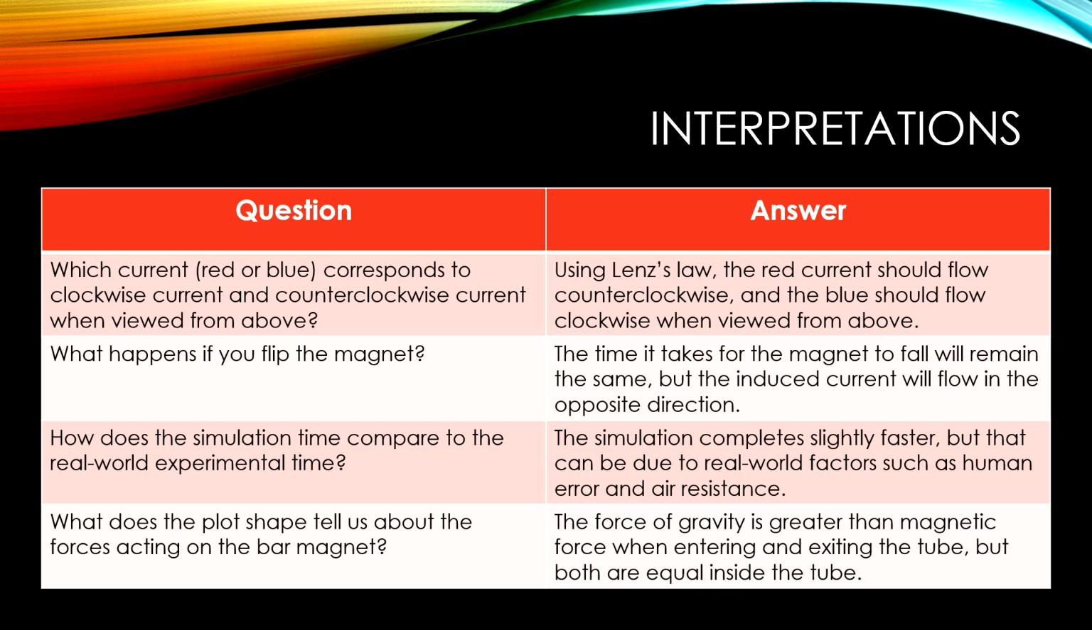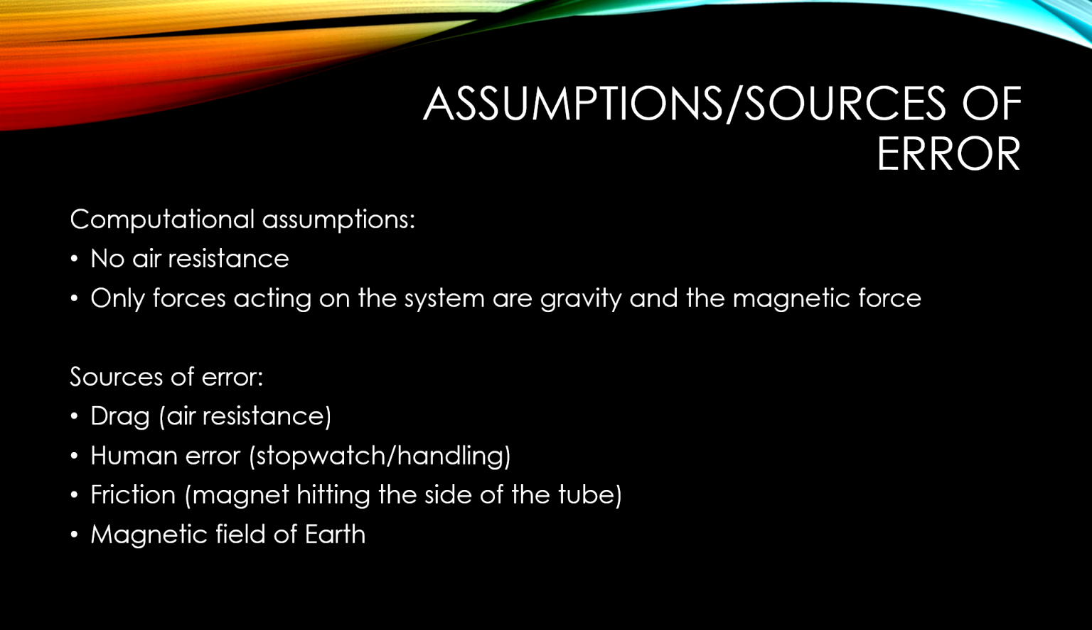The simulation time differs from the real time and is slightly faster, likely because of real-world factors such as human error and air resistance. Lastly, the plot shape, as explained previously, shows that the force of gravity trumps the magnetic force outside of the tube, but the two forces are equal inside the tube.